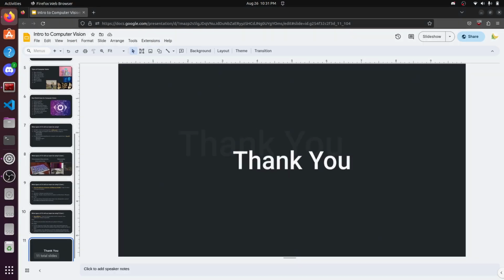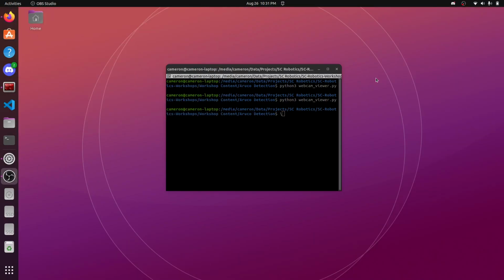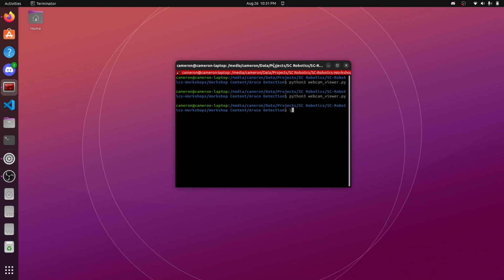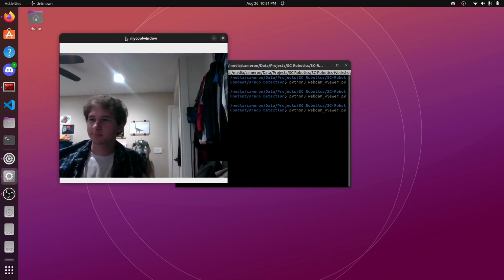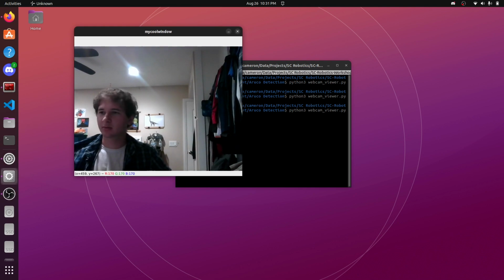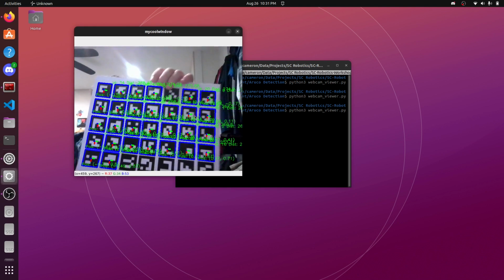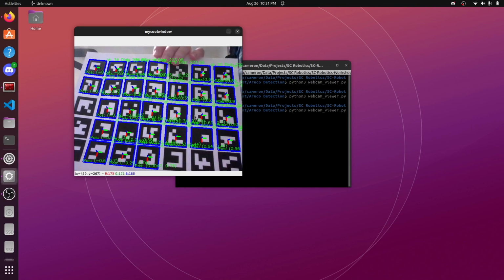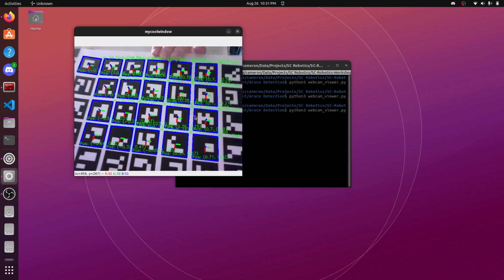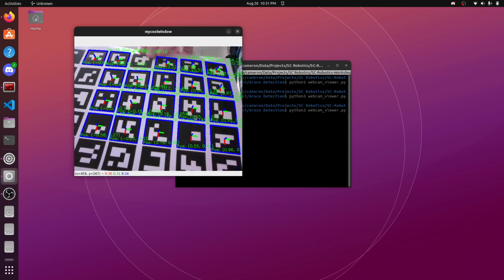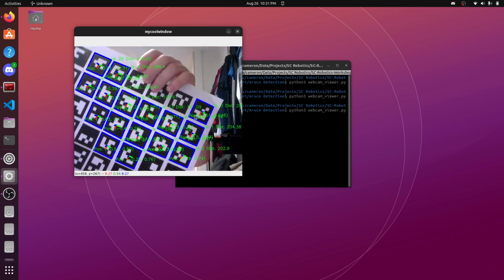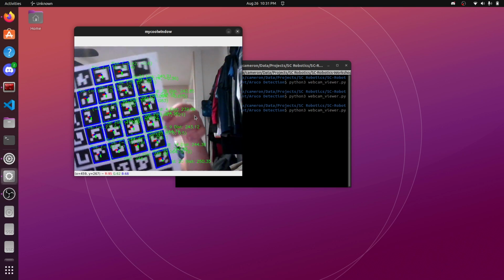And that's it. But before we go, we actually have a demo of ArUco detection. So I'll boot this up. And if I hold up these ArUco tags, you can see that using a computer vision algorithm, a script that one of our members created that's actually using OpenCV, it's able to detect the position and orientation of these tags.